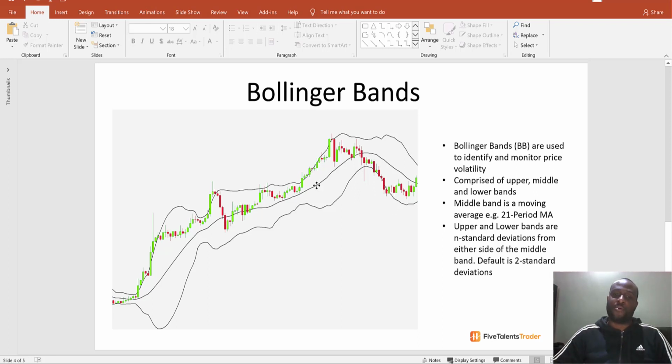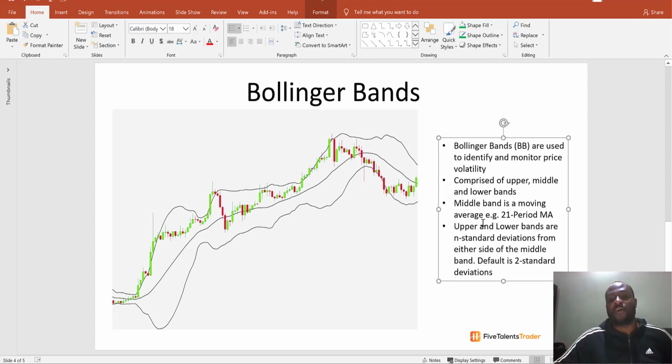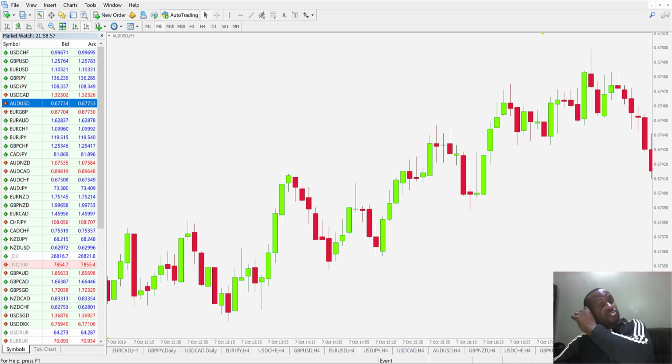So at any point, 2 standard deviations from the center to the top will give us the upper band, and 2 standard deviations from the middle band to the bottom will give us the lower band. All these are automatically calculated by the indicator, which comes by default with the MetaTrader 4 platform. Once you place it on the chart, that's what you see. Now let's look at how this is used to actually trade.